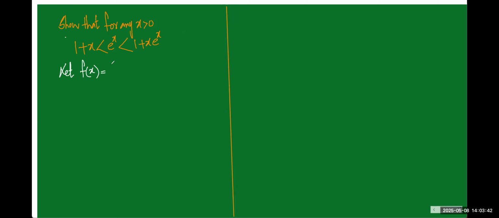e power x is repeating. Yes sir, e power x is our f of x, and the interval is not given. Now specific for this problem, we have to take the interval 0 comma x only. Then only this inequality will be proved.